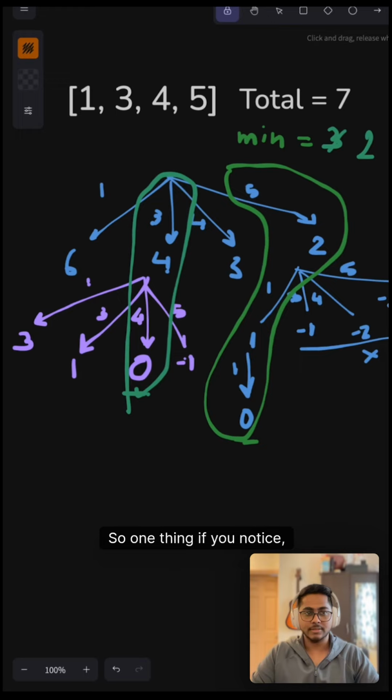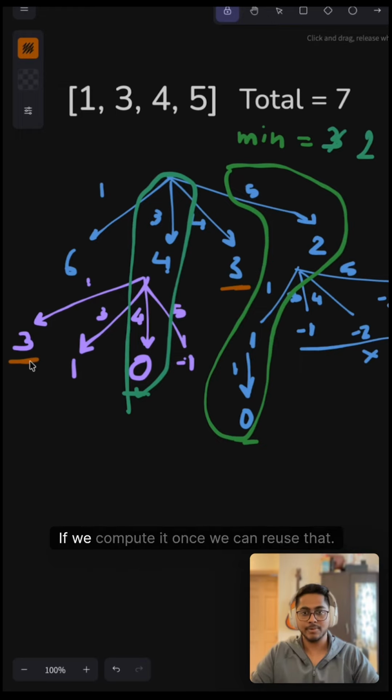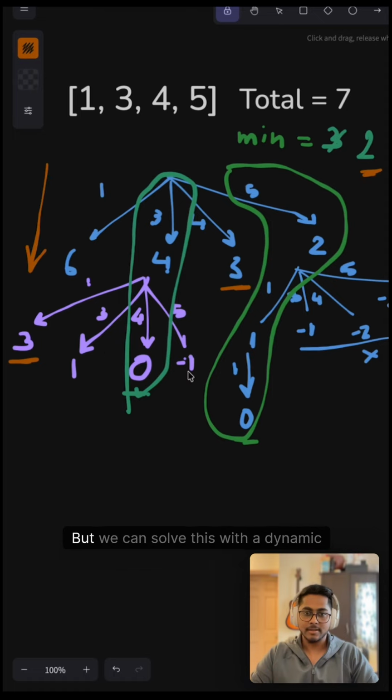So one thing, if you notice, if we have this 3 here, we also have this 3 here. So isn't the result of both something that could be memoized and reused? We know what is the minimum steps which will take us from 3 to 0, and that goes for every number. If we compute it once, we can reuse that, but we can solve this with a dynamic programming solution.